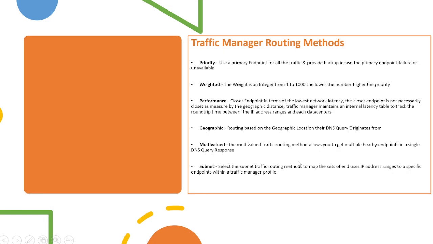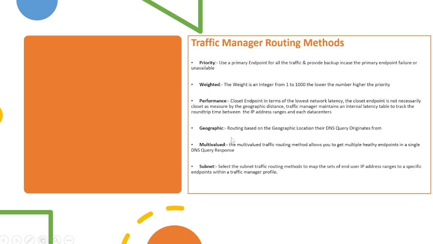Okay, so that is called performance-based. Whatever applications are responding faster or quicker, it will consider that one. So the next one is geographic: the routing is based on the geographic location from which the DNS query originates. So normally this is what happens.